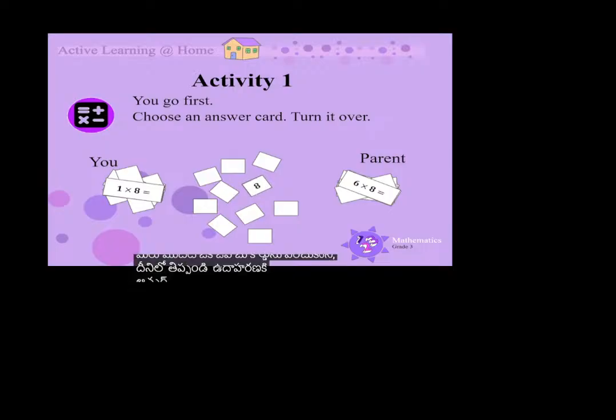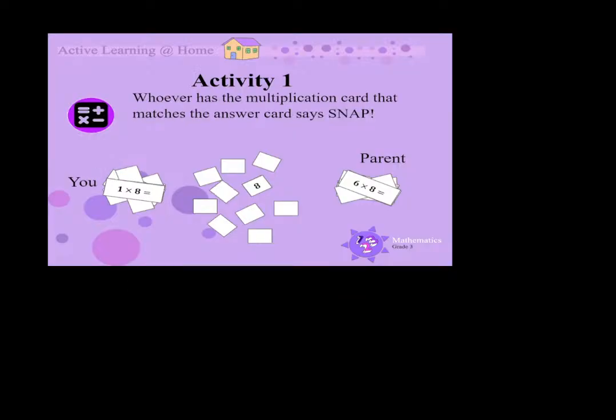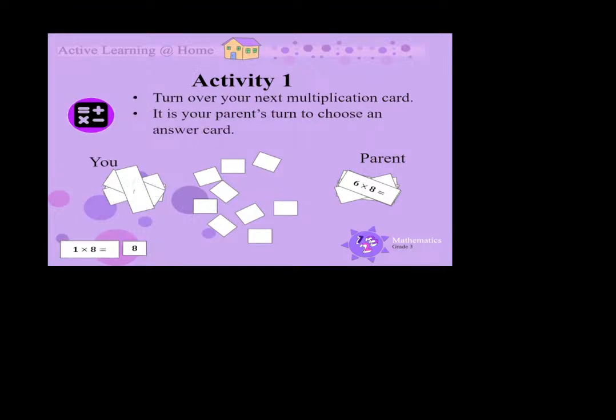In this example, the answer card 8 was turned over. Whoever has the multiplication card that matches the answer card must say snap. 1 times 8 is 8. You have the matching multiplication card, so you must call out snap. Whoever says snap keeps the pair of cards, so you must keep the cards. Turn over your next multiplication card.